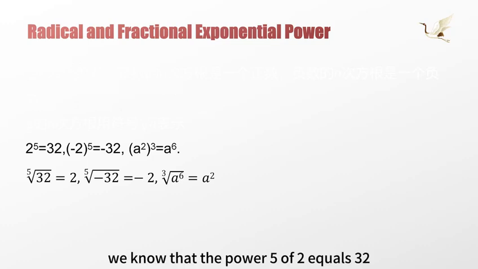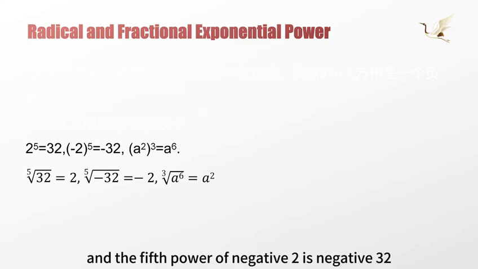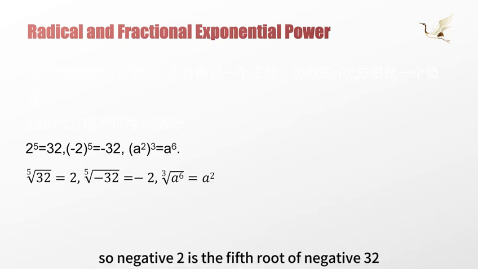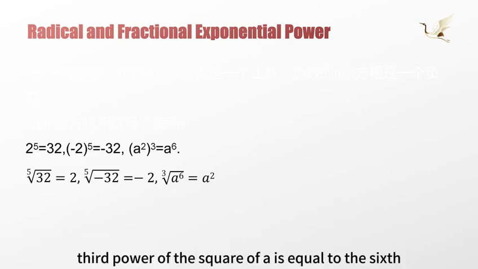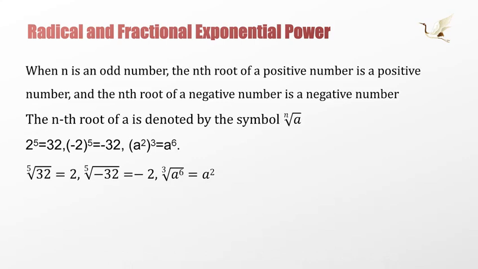We know that the fifth power of 2 equals 32, so what should 2 be? 2 is the fifth root of 32, and the fifth power of negative 2 is negative 32, so negative 2 is the fifth root of negative 32. The cube of the square of a is equal to the sixth power of a, so the square of a is the cube root of the sixth power of a.